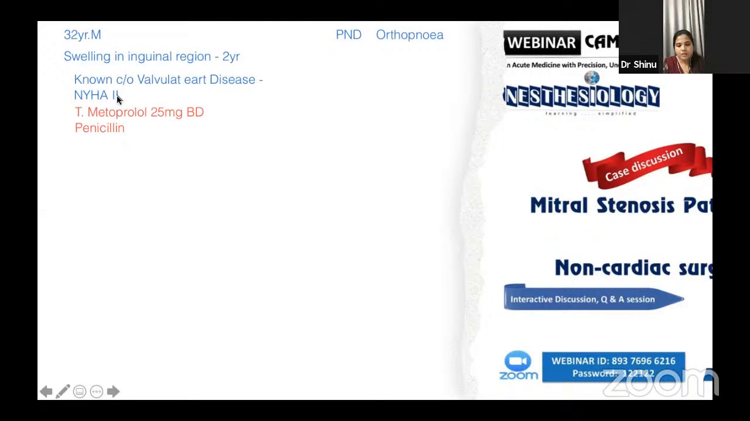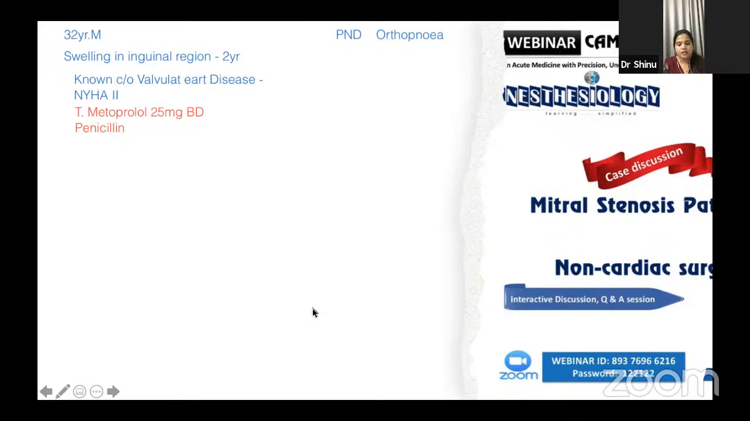Okay, ma'am. The patient is conscious and oriented in time, place, and person. He's of average build and nourishment. His height is 160 centimeters, weight is 60 kg. The BMI is 23.4 kilograms per meter square. There is no pallor, icterus, cyanosis, clubbing, lymphadenopathy, or pedal edema.